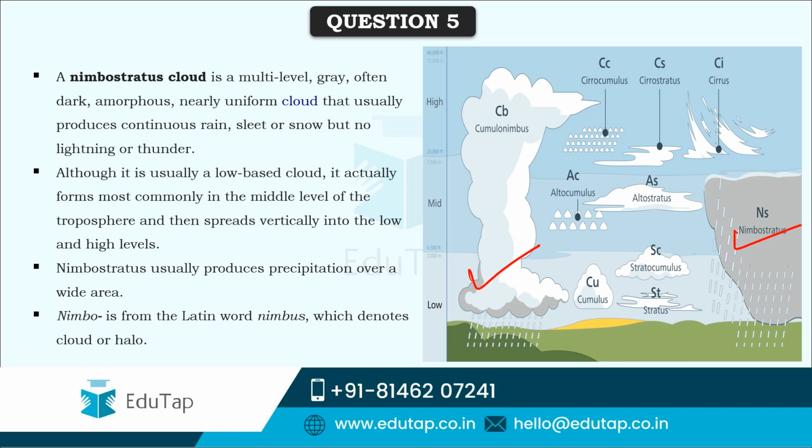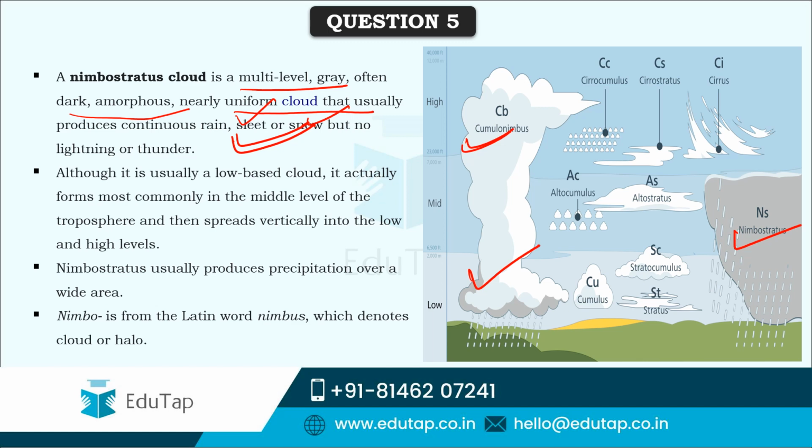See, nimbostratus is a multi-level gray, often dark, amorphous, nearly uniform cloud that usually produces continuous precipitation. That precipitation can be in any form, either rain or sleet or snow, but no lightning or thunder. But when we come to cumulonimbus, everything that is associated with thunder, so thunderstorms, is generally associated with cumulonimbus, which are multi-level clouds.